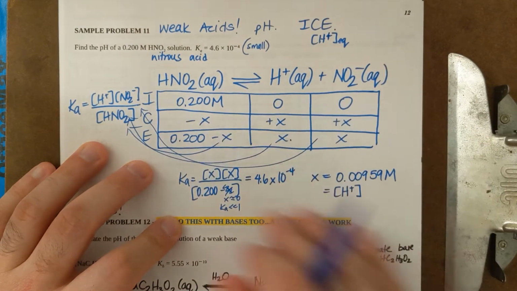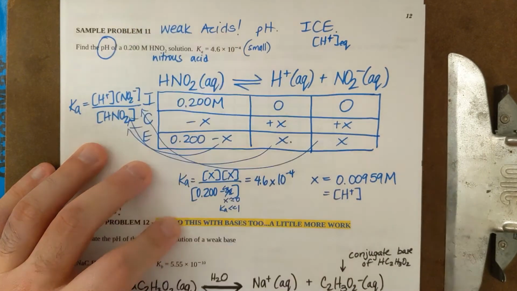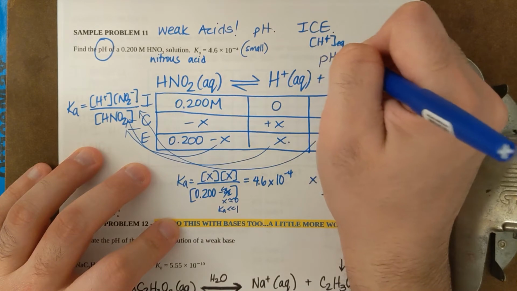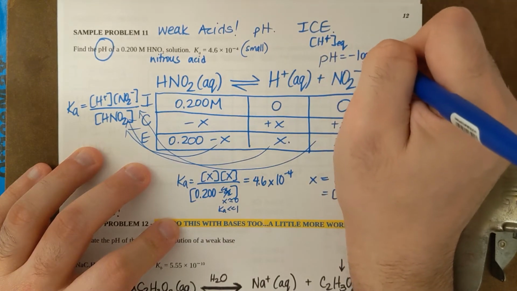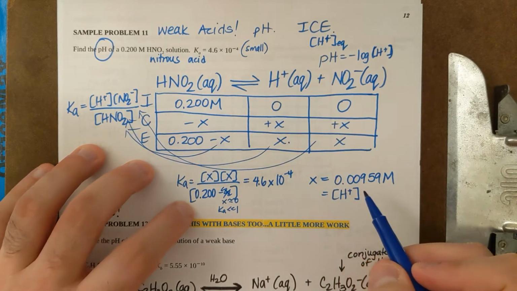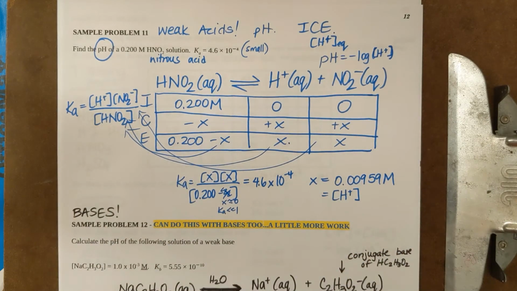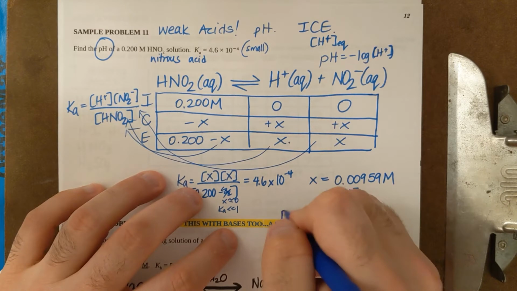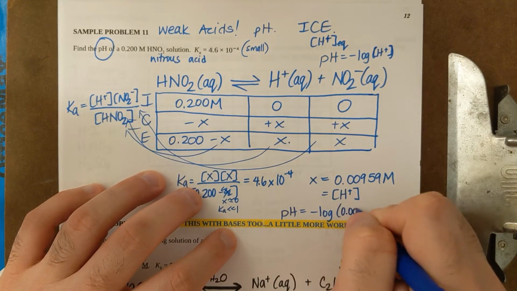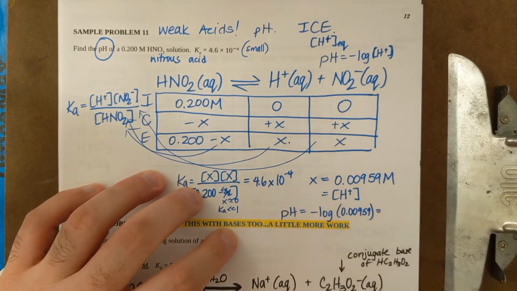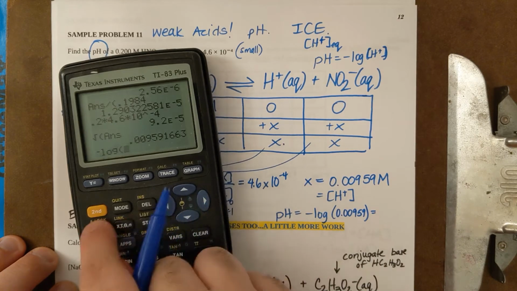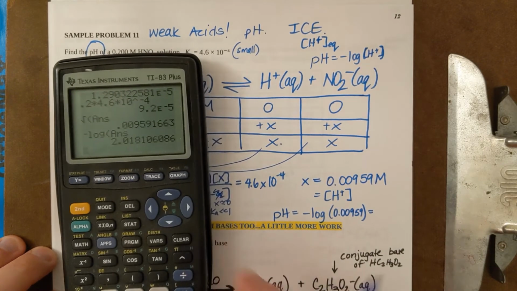I don't need to worry about NO2 minus or HNO2 because the question asks about pH. And remember, pH is going to be equal to the negative log of H plus concentration. Now I know my H plus concentration, so all I got to do is take the negative log of this number. So pH is equal to the negative log of 0.00959, and this will be my pH. Negative log, second answer, I get 2.02.